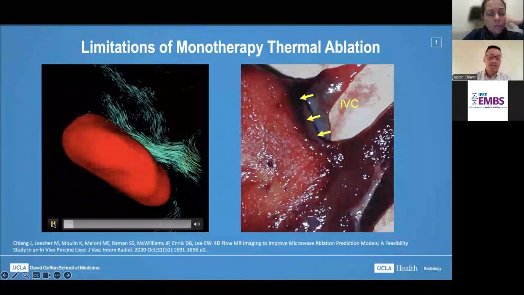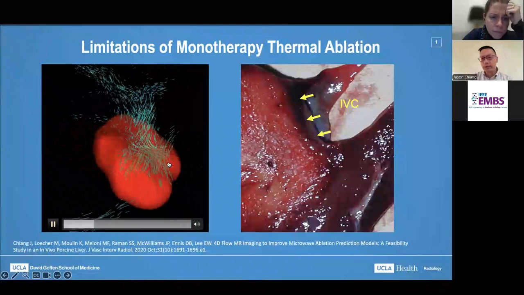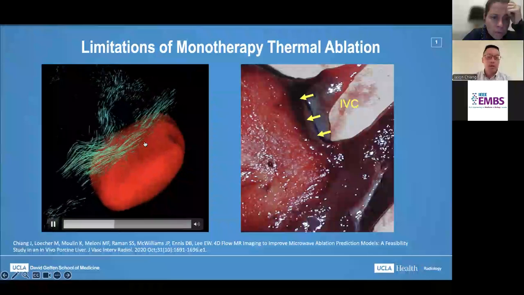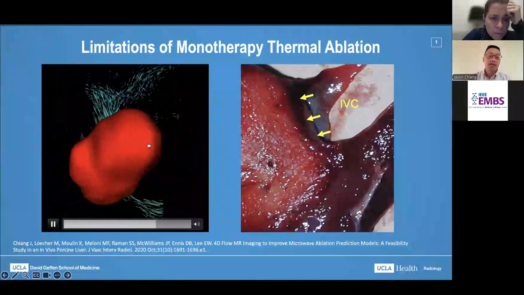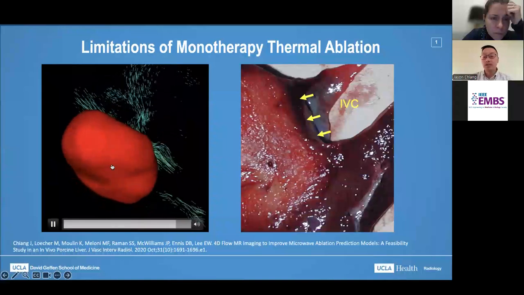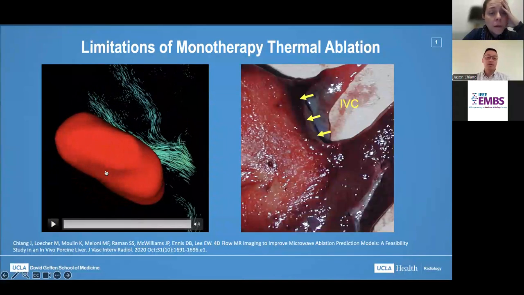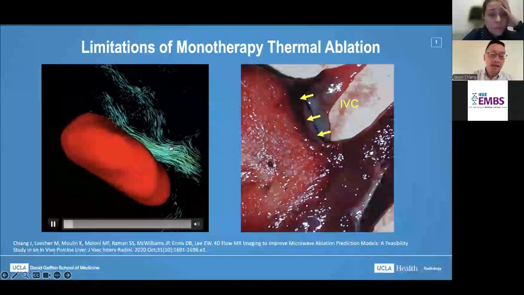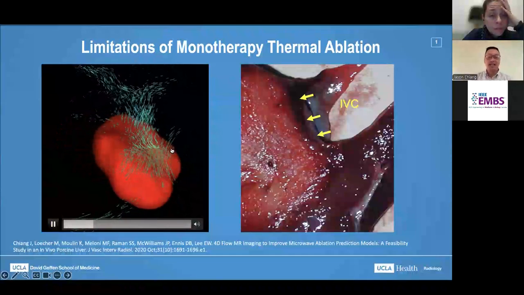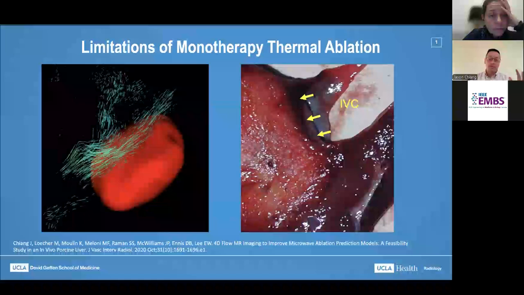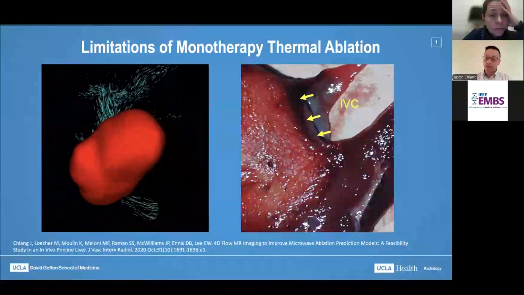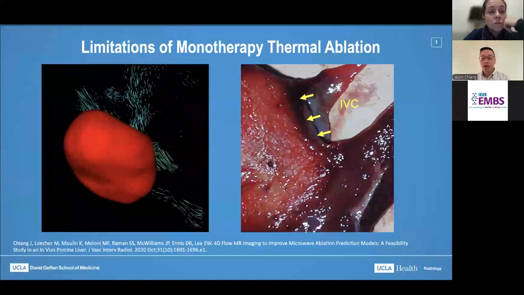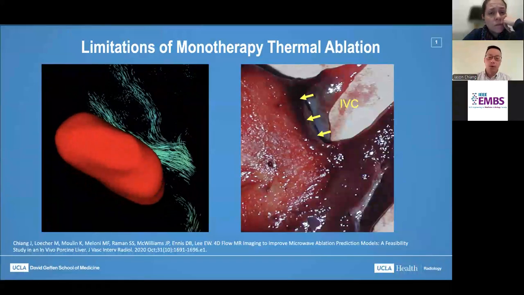This is just an example of flow. This is a 4D flow MRI sequence showing how blood flow can change the shape of your ablation zone. The red is the ablation zone that we create with microwave, and you can see that this causes this kind of indentation. The microwave ablation zone kind of heats around the blood vessel. Even though it's supposed to heat through smaller blood flows very efficiently, around larger blood vessels you still have to know how it can impact your ablation zone.